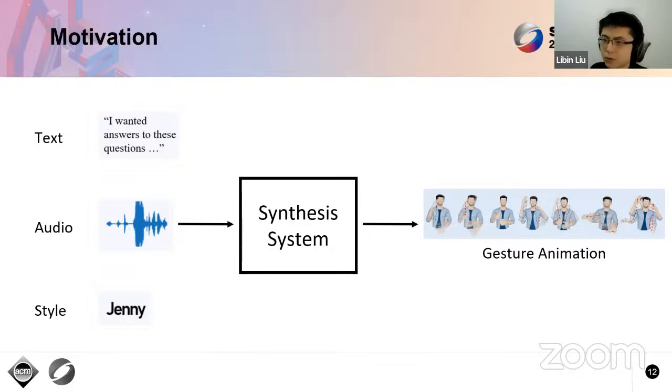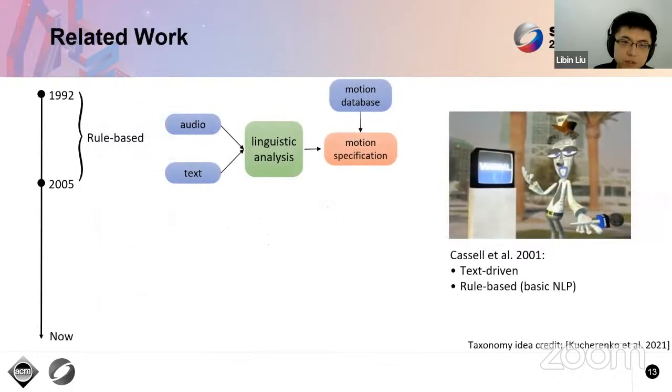And also sometimes we can take a special style indicator, to specify which person is talking, because different people may have different styles. So we take all this information as input and try to create a gesture animation that naturally accompanies the speech.